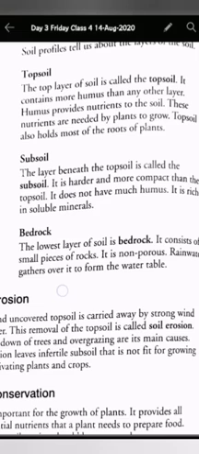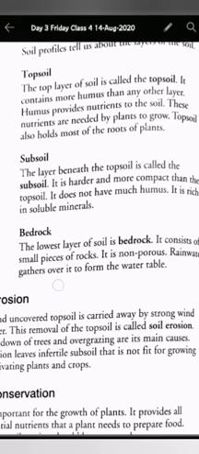Now the last and the lowest layer is bedrock. It consists of small pieces of rock. It is non-porous. Rainwater gathers over it to form the water table. See children, it is the lowest layer of soil. Its name is bedrock. It consists of small pieces of rocks.